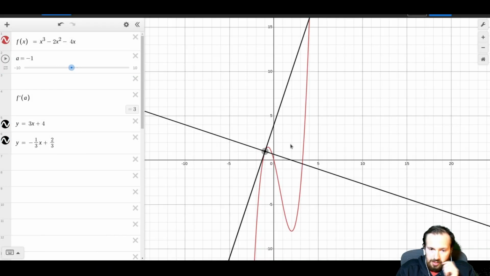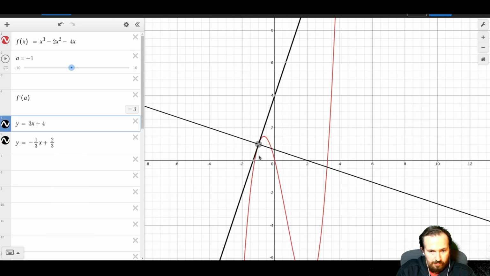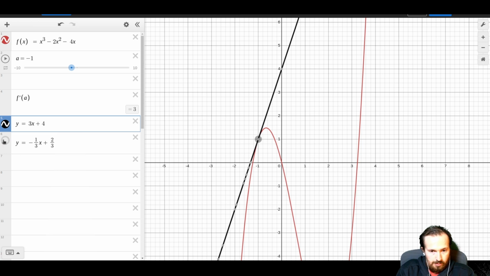So here you can see that I've gone ahead and graphed this for a specific point. Here, the red curve is our actual function. This curve is our tangent line, and you can see that's believable, right? And then that's our normal line. So that's just our tangent line, and then our normal line is just perpendicular to that.